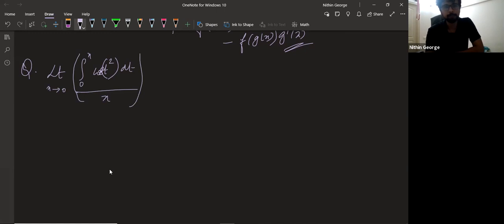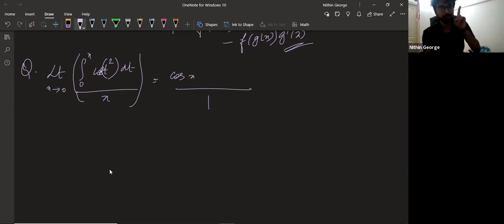You'll apply L'Hopital's rule first. You'll differentiate the numerator and denominator. Denominator you differentiate, you get this. But when you differentiate the numerator, what do you get? Cos of, put the last one here. Like differentiating an integral leads to that same thing.